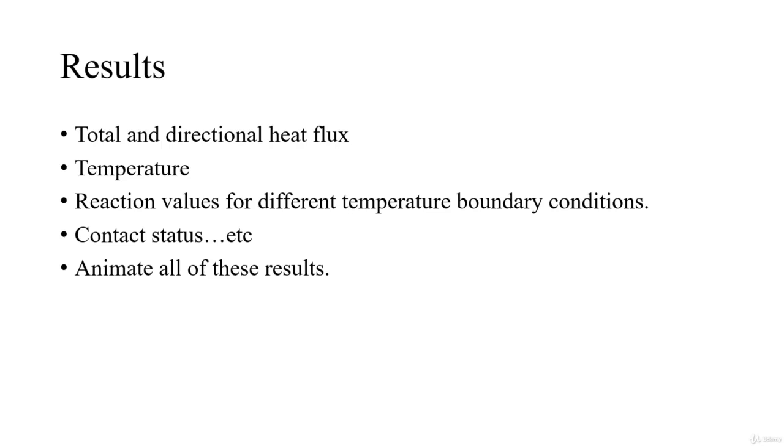Then coming to the results, what are the results we are going to find out? We are going to find out the total and directional heat flux on any face or the body, and we can also find out the temperature distribution. We can find out the reaction values at different temperature boundary conditions, and we are also going to find out the contact status. In addition to all of these things, we can also animate the results so that we can find out the flow of heat, from which position to which position the heat is going to flow, and other sorts of things we can understand well by using the animation feature available inside Ansys Workbench.